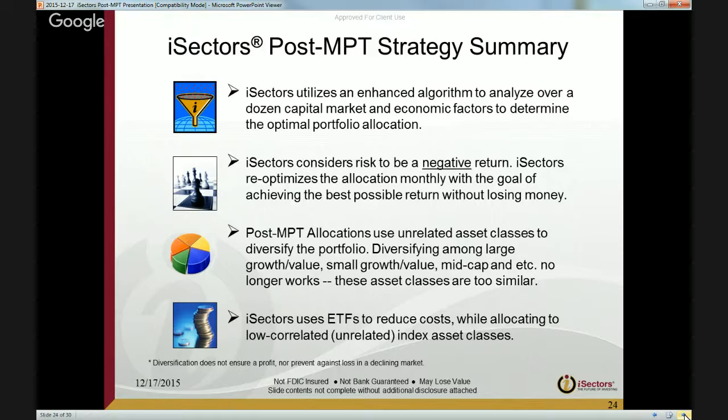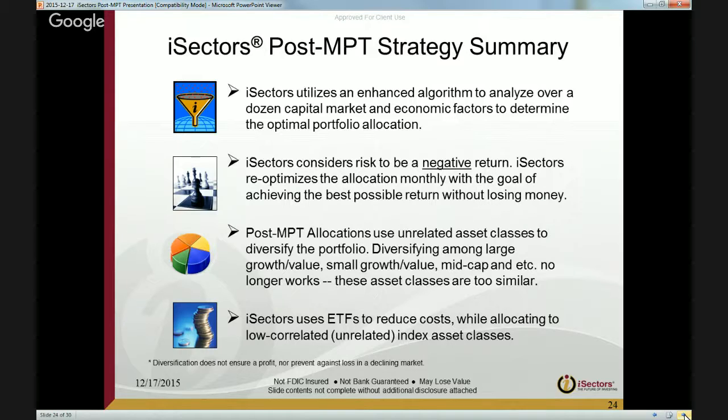It doesn't necessarily allocate to all 9 asset classes. It may only allocate to 3 or 4, depending on the given situation and the market environment. And the maximum allocation to any one of these 9 asset classes is 30%, except for bonds. The maximum allocation of bonds is 50%.